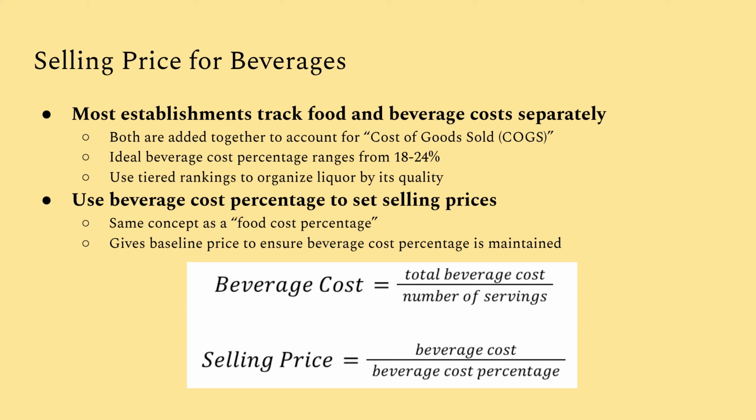So, similar to food cost, instead of beverage, it's literally just how much that single plate costs us divided by our ideal food cost percentage, and that gives us a selling price. So it's essentially the same formula, just different words.